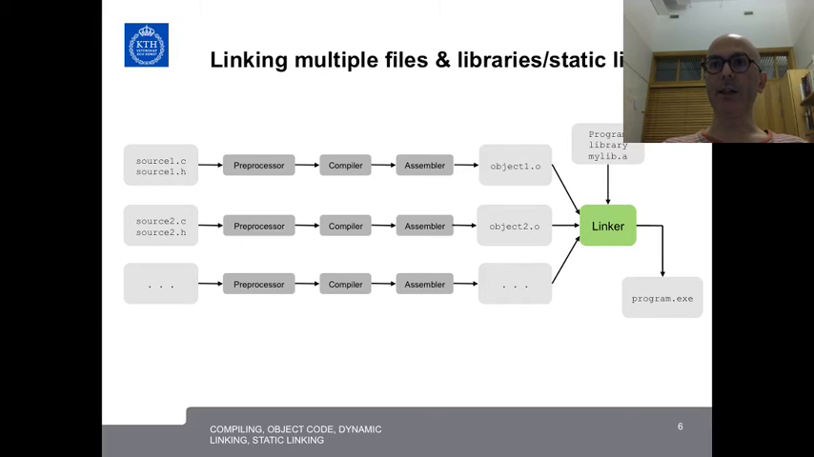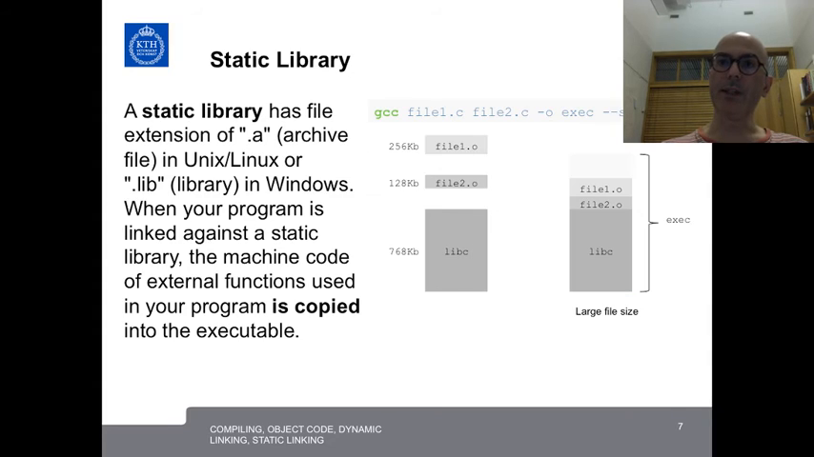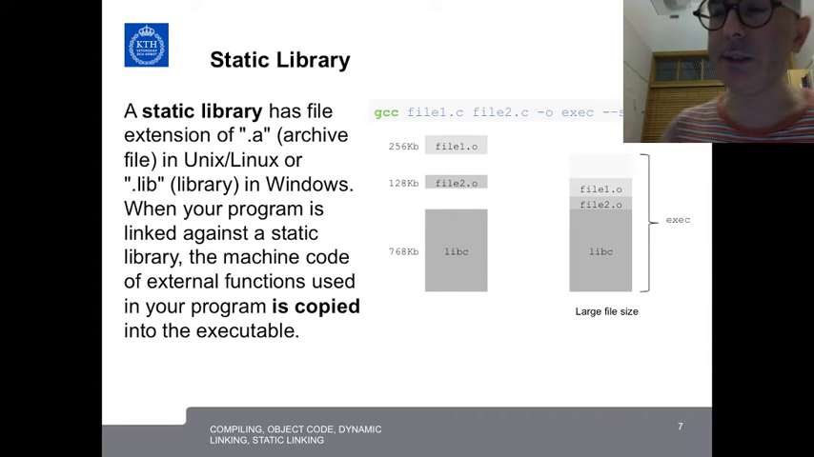The linker takes the different object files from the different codes and from the library and merges them to make one executable. This kind of linking is called static. In static linking, the machine code from the library function is simply copied into the executable. Static libraries have extension .a on Linux and Mac OS, while they have extension .lib on Windows.